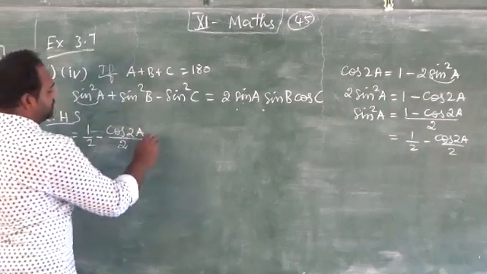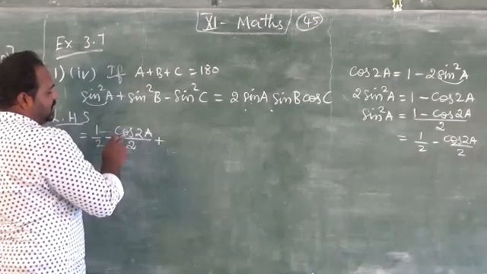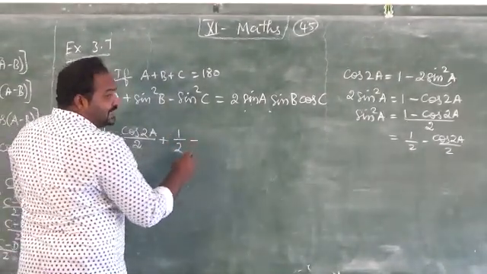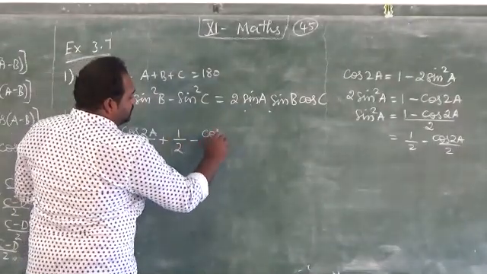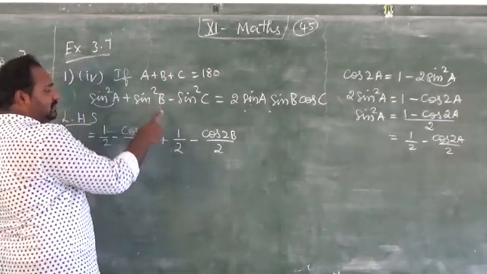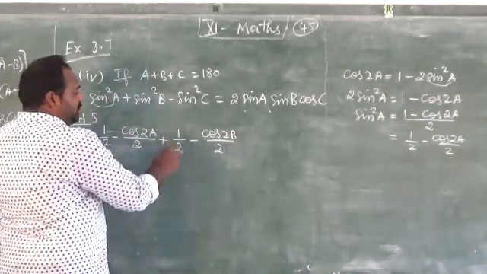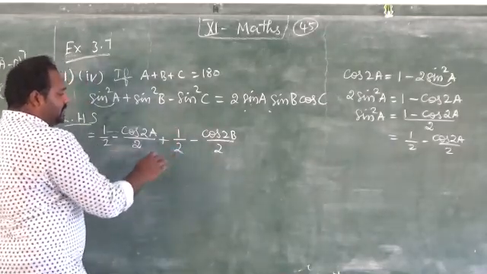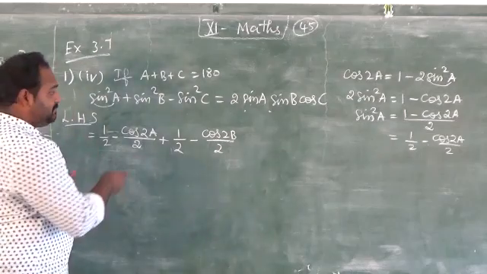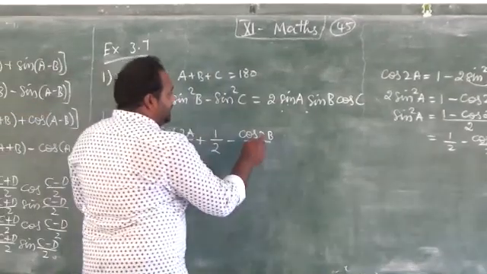And then the next term, instead of sin square B, I can write 1 by 2 minus cos 2B by 2. Instead of A, here B, that is all. We have changed only the B instead of A. Do not forget to write 1 by 2 here, because I have directly split this, as we already did the previous step in problem number 3. So I am just skipping that step and directly writing here.